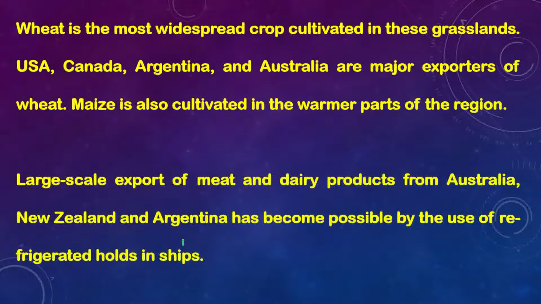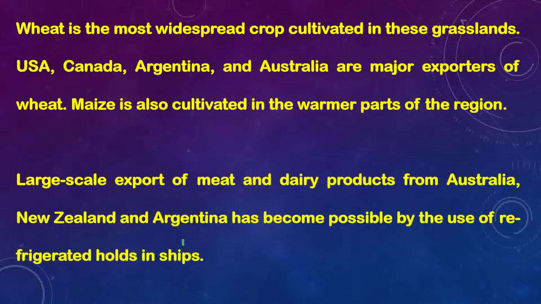Wheat is the most widespread crop cultivated in these grasslands. So generally Poaceae members grow well in these lands. USA, Canada, Argentina and Australia are major exporters of wheat. Along with wheat, maize is also cultivated in the warmer parts of the region.